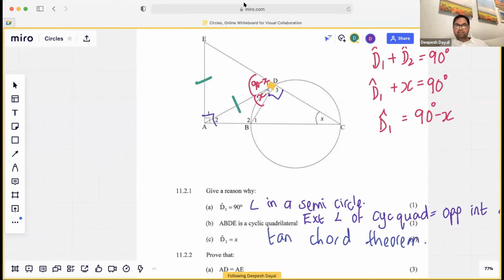Okay, any questions so far? We've just got D1, right? We need to find E. Any questions so far? No questions, okay. Now I want us to focus on this big triangle here.